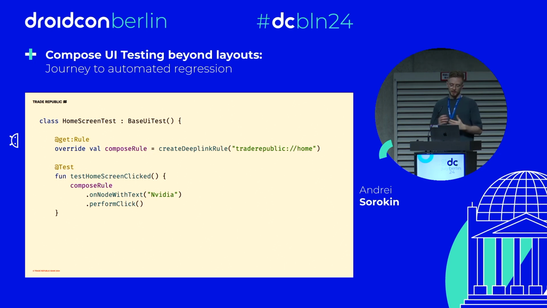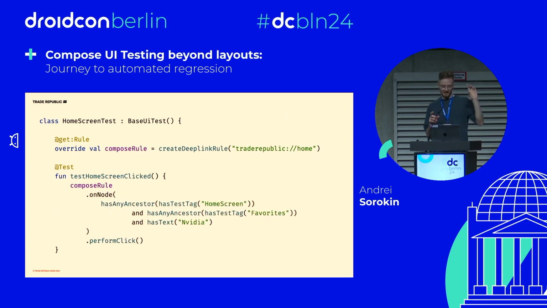Now, this wouldn't work because, as I said before, you need to narrow it down to a specific section and the screen. So what you would have to do is write this kind of code. Okay, it's in the home screen, it's in the favorites, and it has text NVIDIA. Now, if you want to do anything else on the screen, you have to copy that. So as a developer, I don't like to copy. So it's natural to think about how we can abstract it.